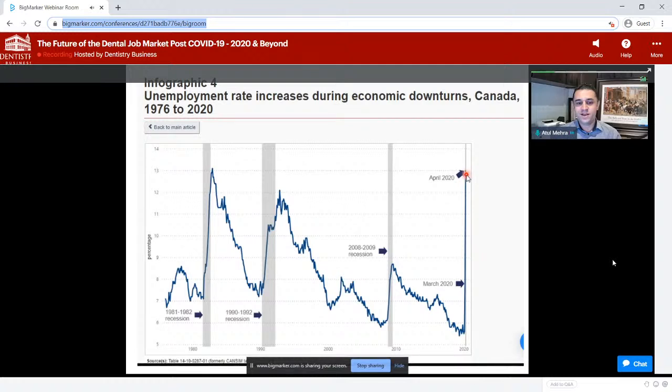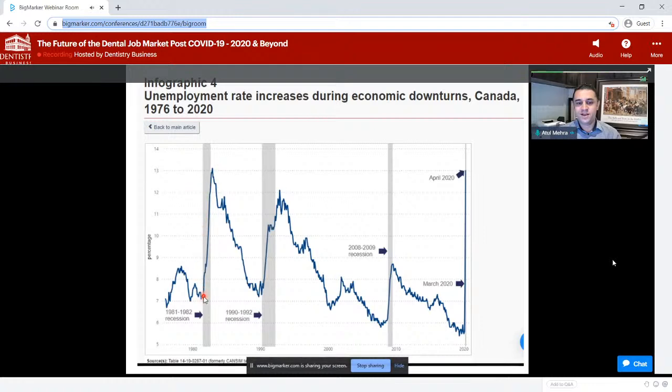period, which resulted in a lot of people being laid off temporarily because everybody was locked down. What I thought was interesting about this is that in the other years, the peak of the unemployment didn't actually spike until later on in the recession.